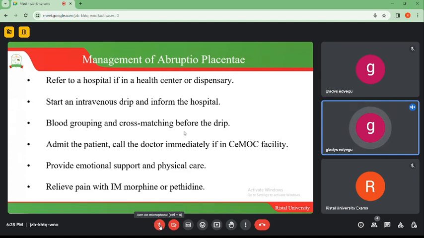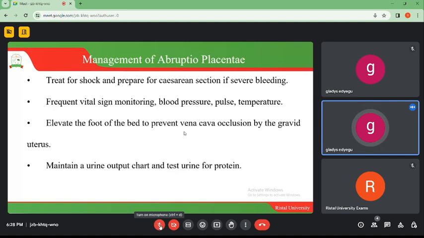Then relieve pain with IM morphine or you give pethidine. So you can give morphine or you can give pethidine to these mothers. When you give them this drug, it can help to reduce pain. Sometimes we may not have morphine or pethidine, but we can give them either paracetamol IV, and that is what is common, and maybe tramadol, just to relieve the pain these mothers are going through during that period of your management.